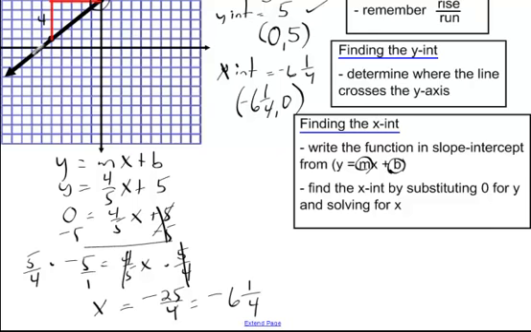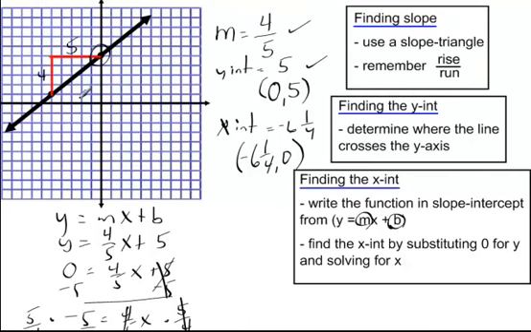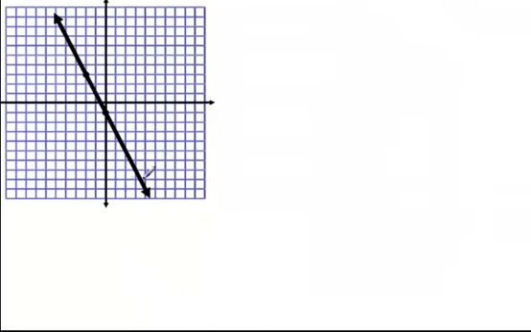And if you count over here, we can estimate that and see how close we are. 1, 2, 3, 4, 5. So there's negative 6, and it looks like it's right on negative 6, but we know mathematically that it was a little bit more. Okay, so let's go ahead and do this problem.